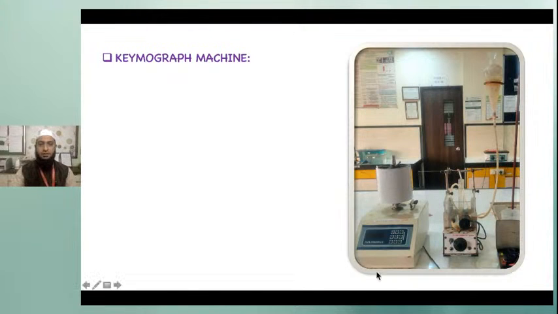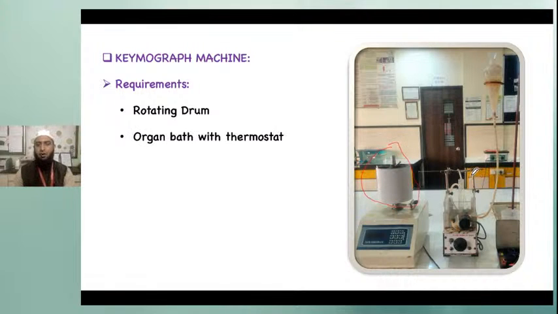Now you can just look at the image. The complete setup of the kymograph machine is shown in this image. The kymograph machine consists of the rotating drum. This part of the setup is called the rotating drum. It also consists of the organ bath. The second setup, this complete setup, is called the organ bath with thermostat.